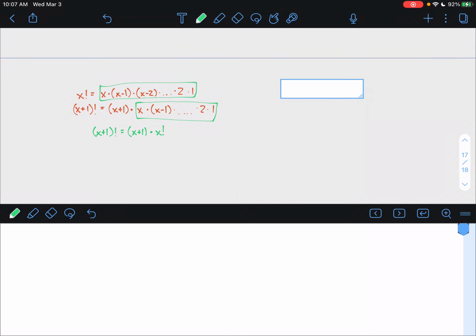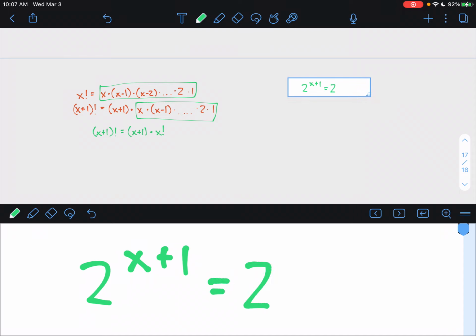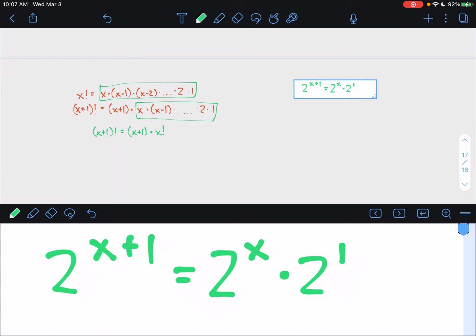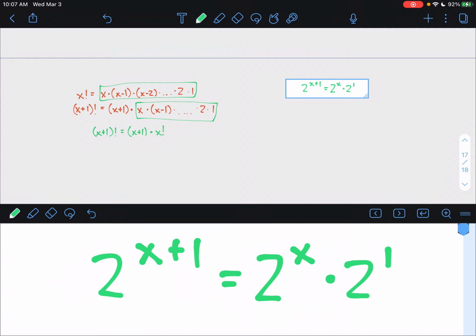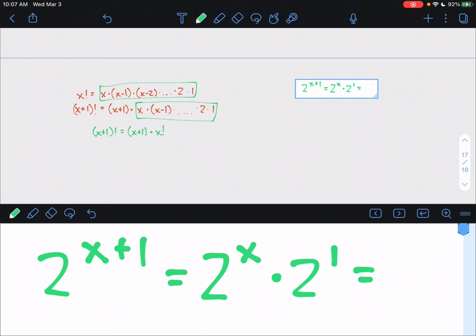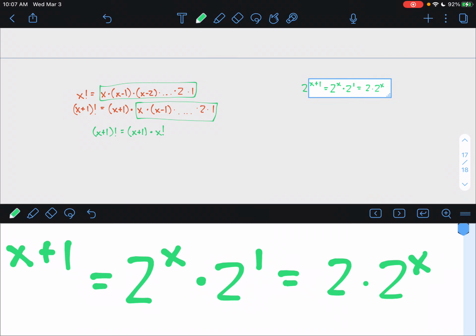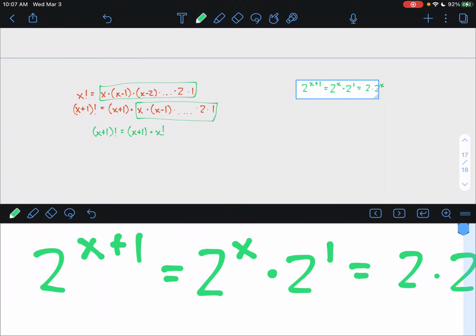Another thing, those exponent rules: if I have 2 to the x plus 1, because of those exponent rules, I can say that that is equal to 2 to the x times 2 to the 1. Because remember, when we multiply two numbers with different exponents but the same base, I can just add the exponents together. So I can also split them up, and that would just be 2 times 2 to the x, which is why I was able to do that earlier.